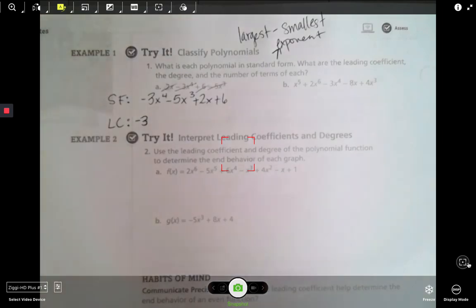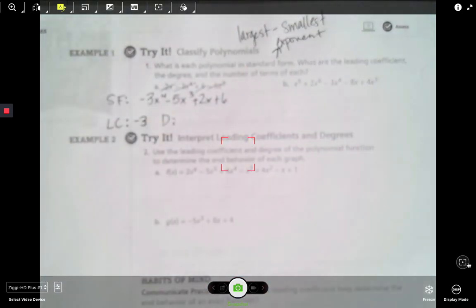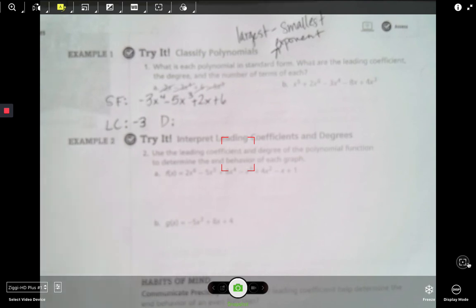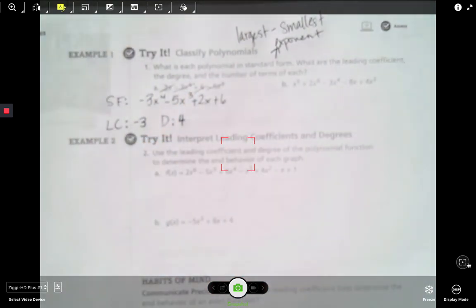All right, next it asks us our degree. That's another vocabulary word, I think. Degree of a polynomial says it is the degree of the greatest degree of any term. So it's your largest exponent. What is our largest exponent here? 4. Our leading coefficient is negative 3. Our degree of this polynomial is 4.